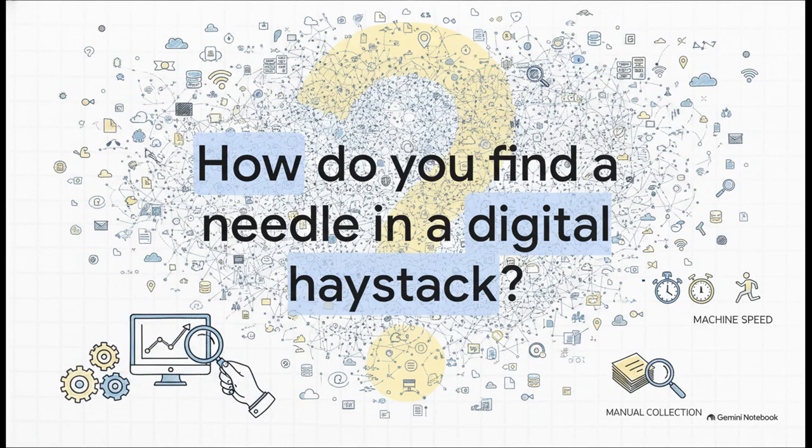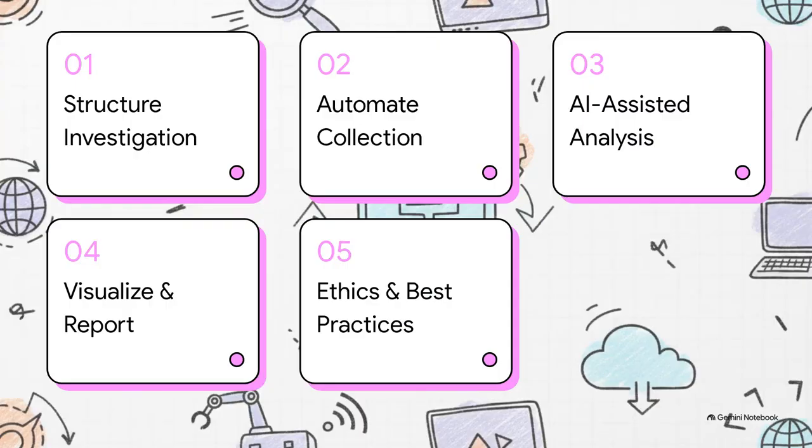We need systems that can collect, normalize, and analyze data at machine speed, but without losing that crucial human critical thinking required to actually make sense of it all. Here's how we're going to break this down today. First, structuring the investigation. Second, automating with Python and APIs. Third, AI-assisted analysis. Fourth, visualizing data. And finally, ethics and best practices.